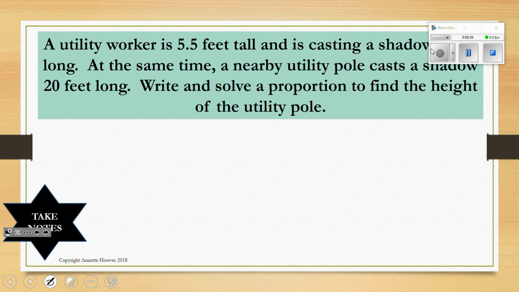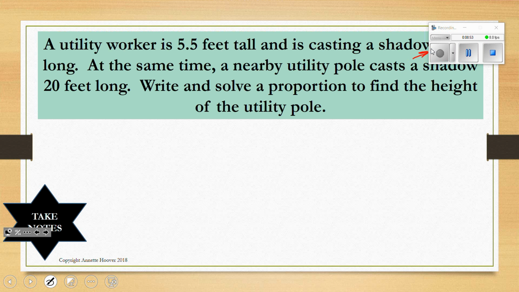A utility worker is 5.5 or 5 5/10 feet tall and is casting a shadow 4 feet long. The 4 is missing there, but there's a 4 underneath that. At the same time, a nearby utility pole casts a shadow 20 feet long. Write and solve a proportion to find the height of the utility pole.